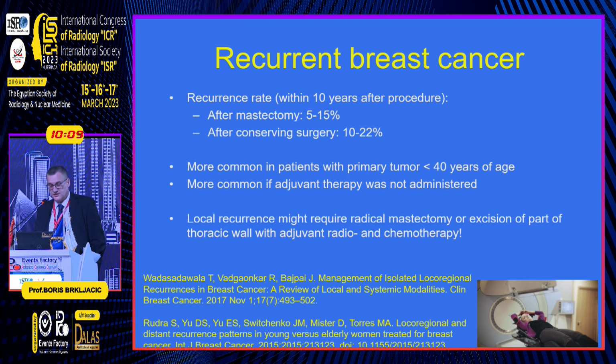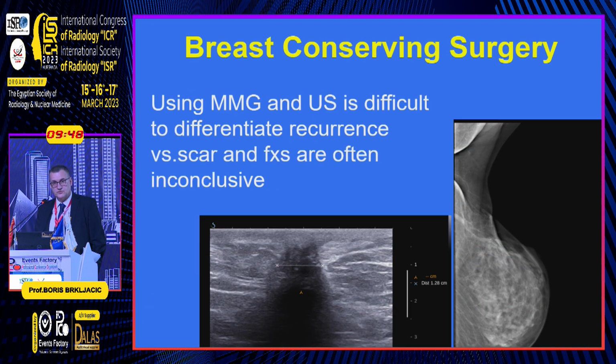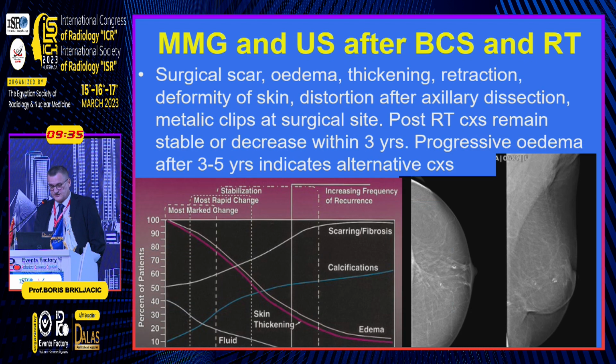They are more common in patients who are young with high-grade cancers, and they are more common if adjuvant therapy was not administered. Those local recurrences might require radical mastectomy or excision of part of the thoracic wall, then adjuvant radio and chemotherapy. Now, using mammography and ultrasound, it's very difficult to differentiate recurrence versus scar. They look the same, both on mammography and ultrasound, and findings are often inconclusive.